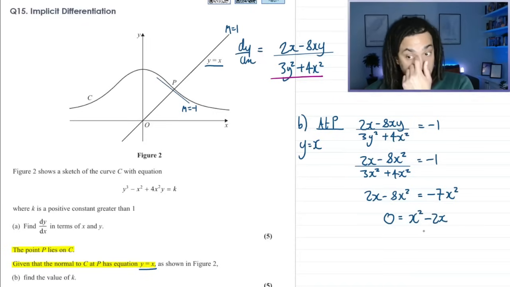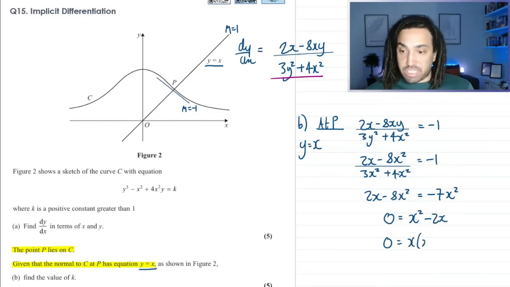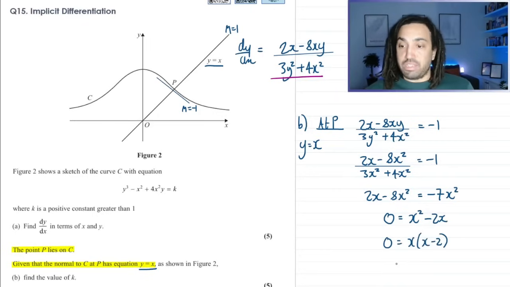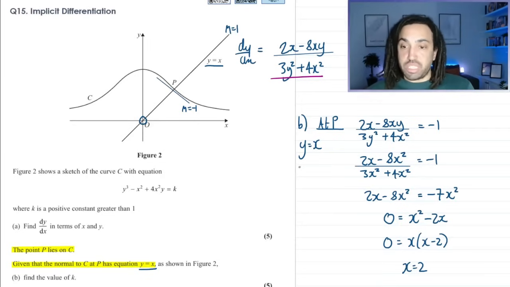Now we can solve, so we can get x minus 2. So x equals 0 or x equals 2. Now it must be x equals 2 because obviously x equals 0 is there and it's not there, is it? So it's definitely x equals 2. Which means the coordinate for P, as we said, the x and the y are the same, so it must be 2, 2.